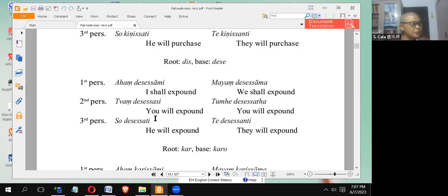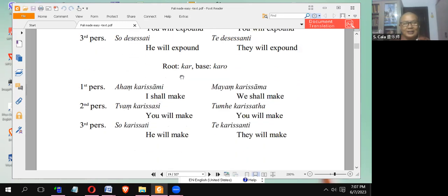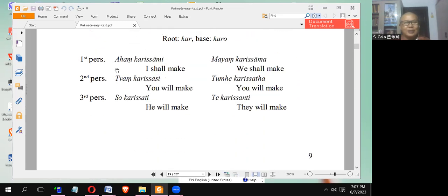Okay, Chu Won. So dese sati, te dese santi, tuang dese sasi, tumhe dese sata, ahang dese sami, mayang dese sama. Okay, easy. You see with your eyes it is easy. All right, next person who wants to recite this one.